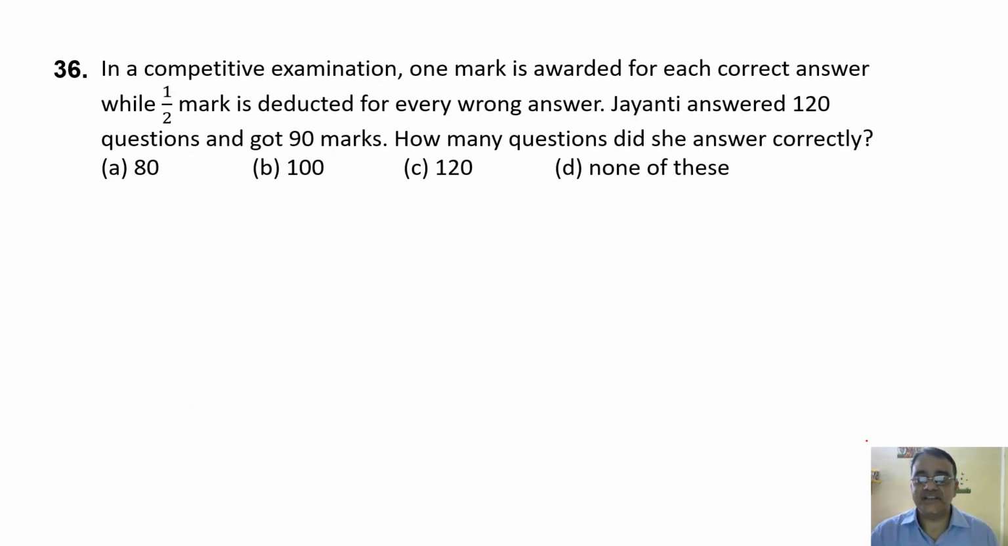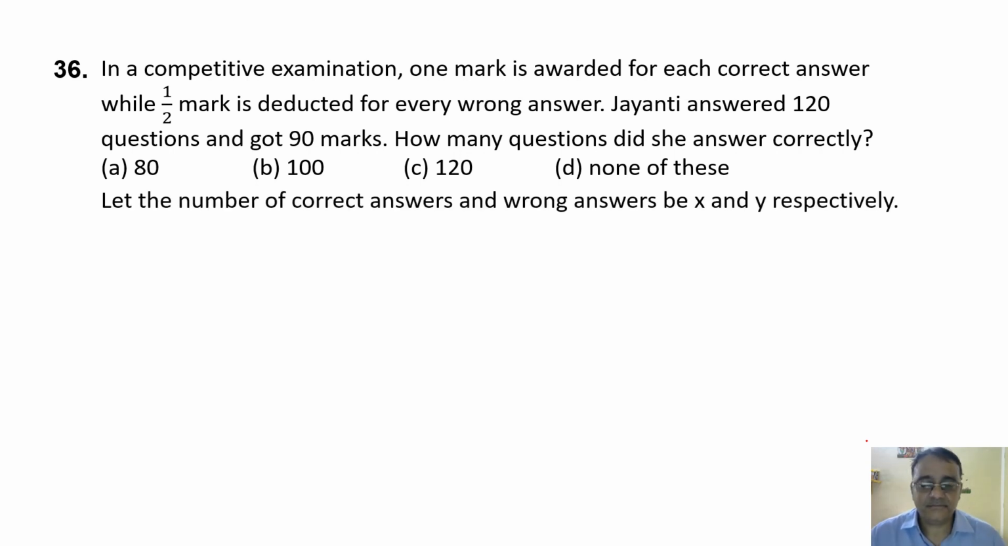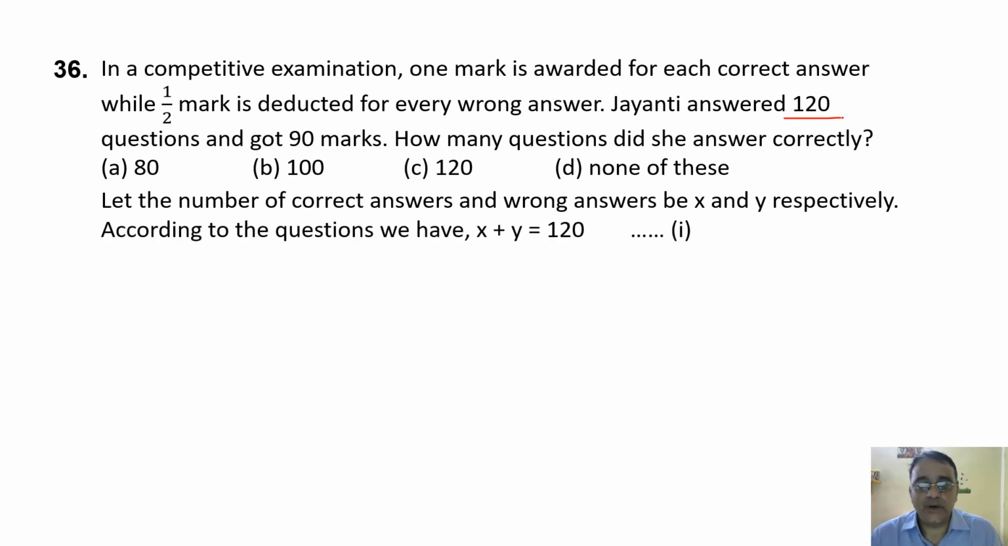In a competitive examination, 1 mark is awarded for each correct answer, while 1/2 mark is deducted for every wrong answer. Jayanti answered 120 questions and got 90 marks. How many questions did she answer correctly? So let the number of correct answers be x and the wrong answers be y. So total number of questions, it is given 120. So x plus y is equals to 120. Let it be equation number 1. This is clear? Yes, sir.